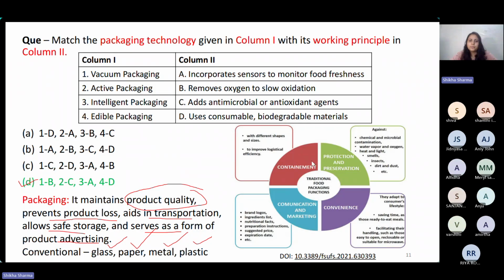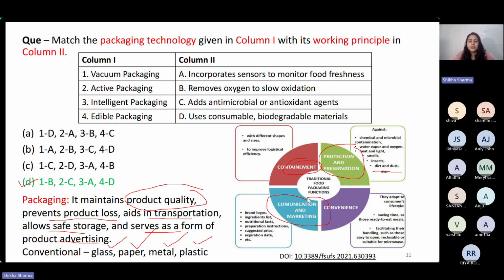Yeah, so basically, food is being packaged for protection and preservation. So whatever the contamination is there, like chemical or microbial or from insects or dust or dirt, this packaging material is going to protect and preserve the food product. It also helps in the containment of the food product, which means there are different packaging materials that help to put the food product into them during transportation, and it improves logistic efficiency, and it helps in communication and marketing of the food product.